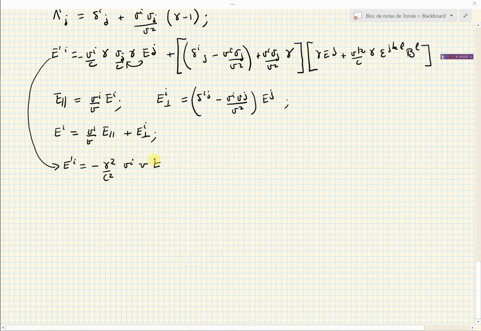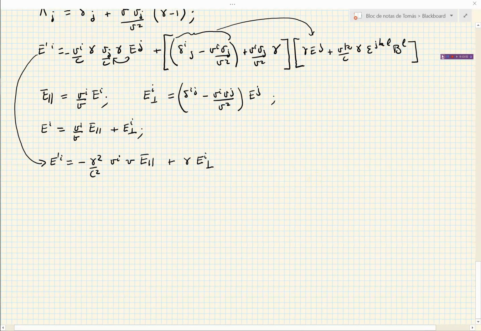And then we have E parallel. Next, I have the product of this thing, which is the projector on orthogonal directions of epsilon j. So I have plus gamma epsilon, E I orthogonal. Then if you multiply this term, the same term here, okay, now we multiply it by this term.